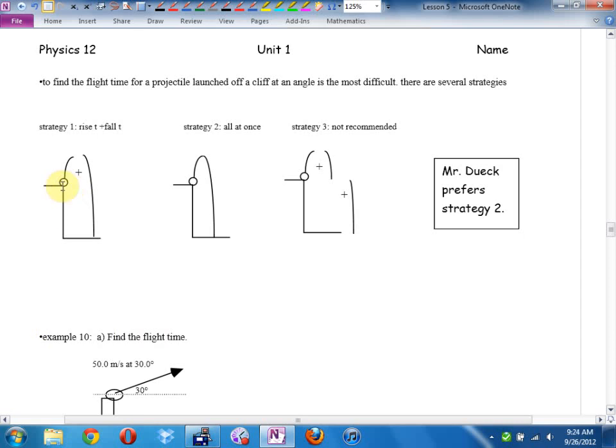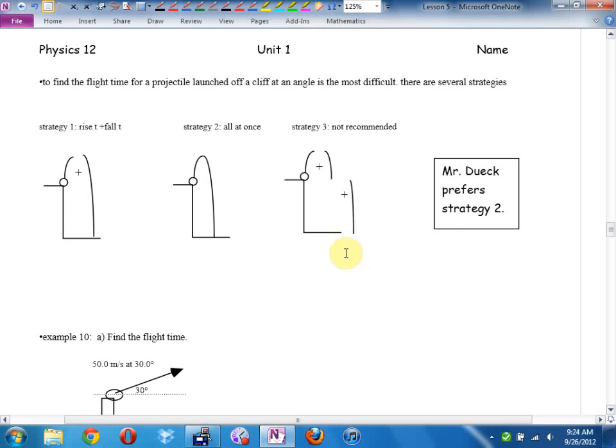The first method says, find how long it takes to get to the top. Then, assuming your initial velocity is now 0 because you're dropping from here, find how long it takes to get to the bottom. Add the times up. Works just fine. I'll give you full marks. The second method, do the whole thing at once. Find the total time in one fell swoop.